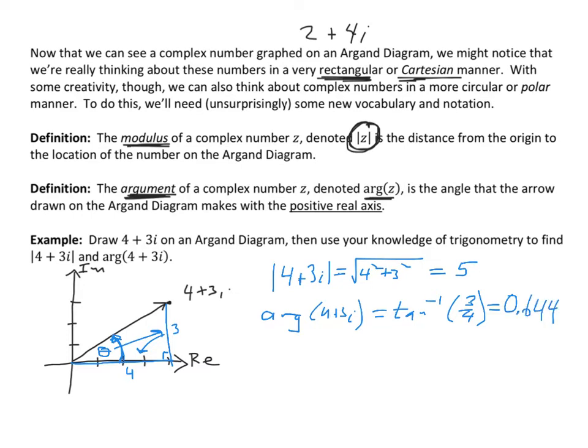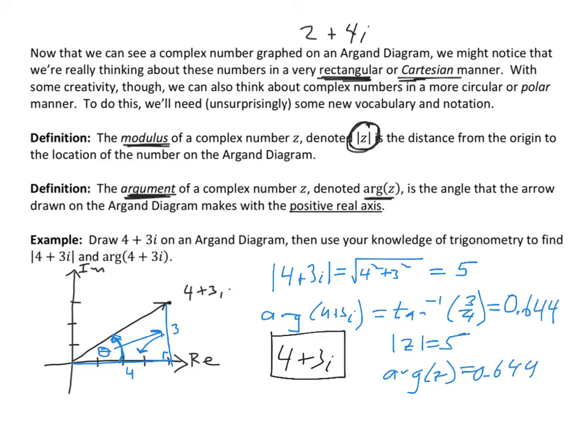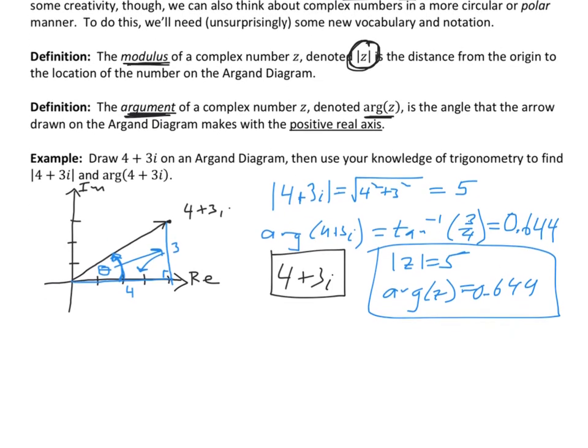So there's this idea that we can talk about this complex number as being 4 plus 3i, and this is like our rectangular or our Cartesian form. And we can also talk about this complex number as having a modulus of 5 and an argument of 0.644. We're going to need to come up with some better notation for that, but these are both representations of the same idea.